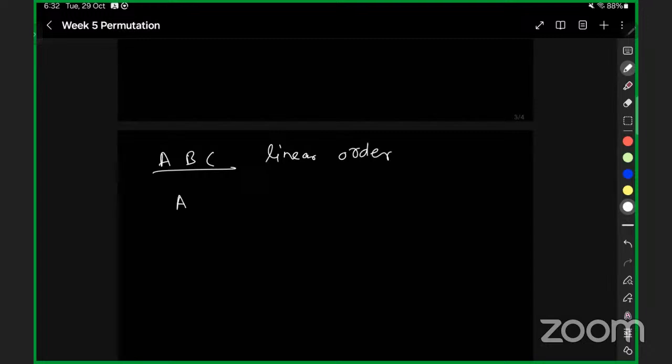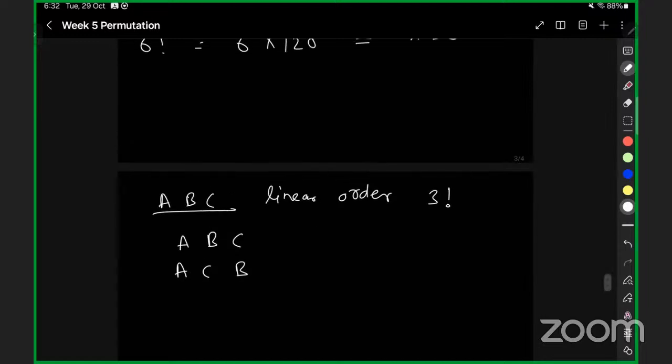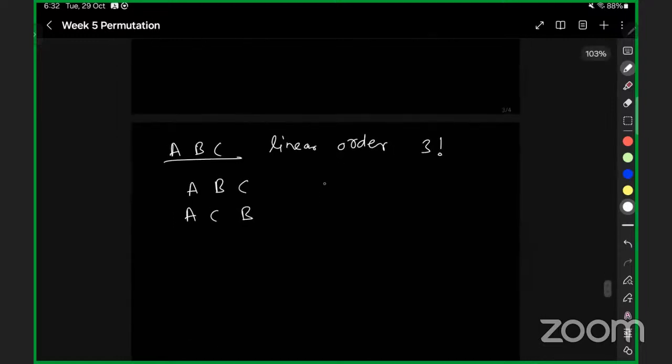So let's say there are three objects, right? You will realize that it will be 3 factorial. If I write A B C, A C B, B A C, B C A, C A B, C B A, right? So 3 factorial is 6. So there are 6 ways to order them.